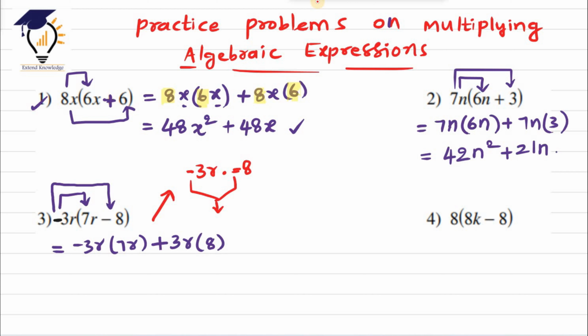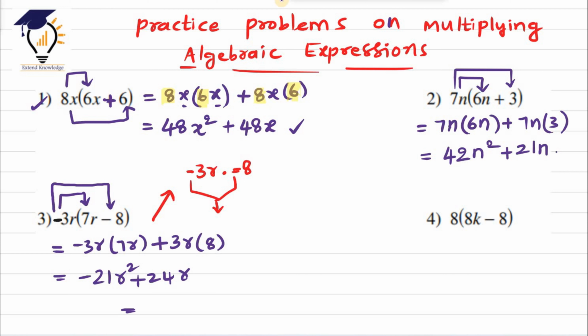R is written here, if you can see. And further we can simplify these individually. So negative 3 times 7 is negative 21r, plus 3 8s are 24. Here r times r is r square, plus 24r. So this is the final answer. Go with the fourth one.